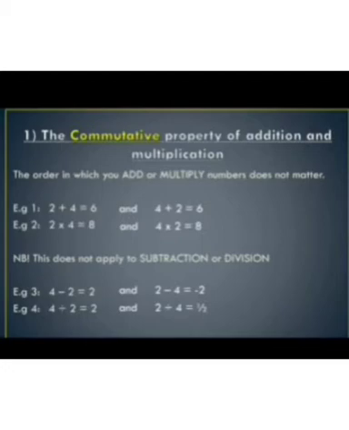But this property does not apply to subtraction or division. If we subtract 2 from 4, we get 2. And when we subtract 4 from 2, we get minus 2. Both are different. Similarly, if we divide 4 by 2 or 2 by 4, we get different numbers. So, the commutative property does not hold good in case of subtraction and division.